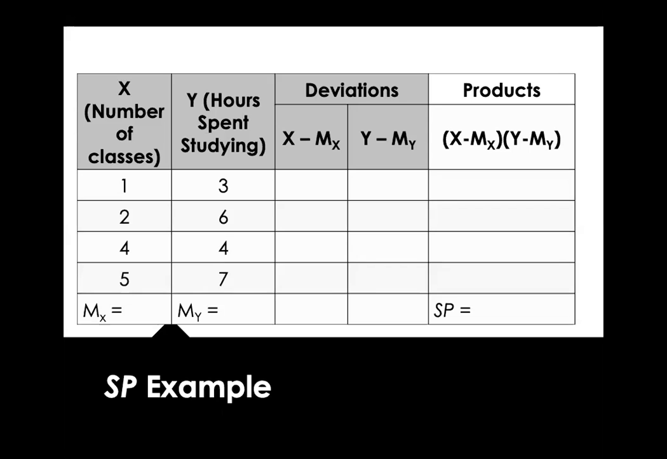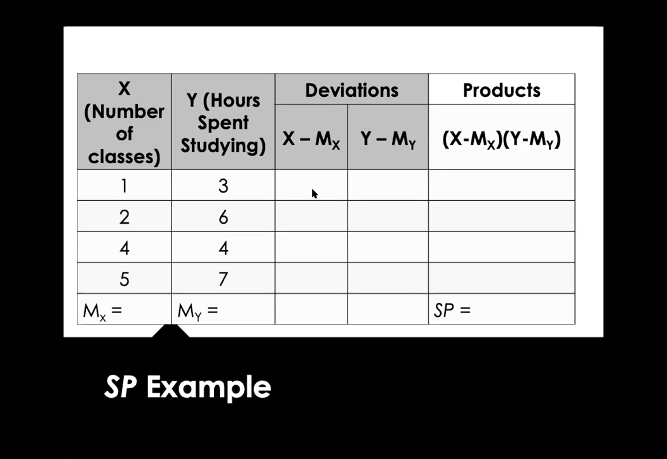So here is an example. We've got a sample of 4. The first person here has 1 class and spends 3 hours studying. So number of classes is what we're going to plot on the x-axis. The hours spent studying is our y variable. We'll plot that on the y-axis.